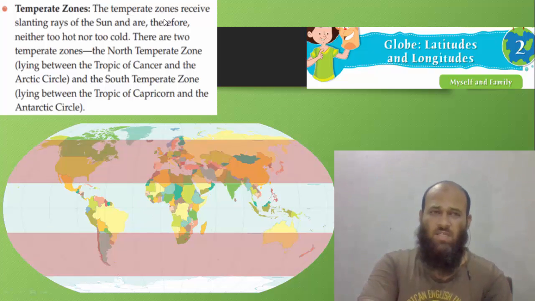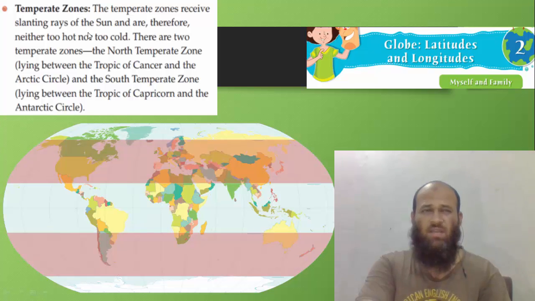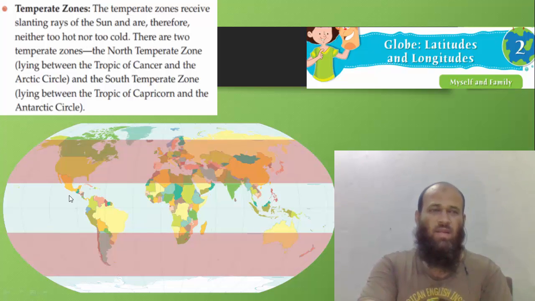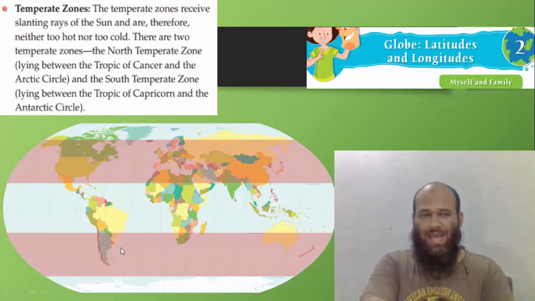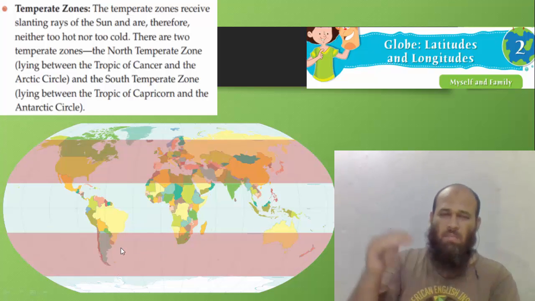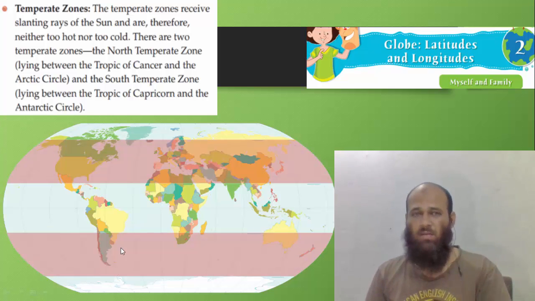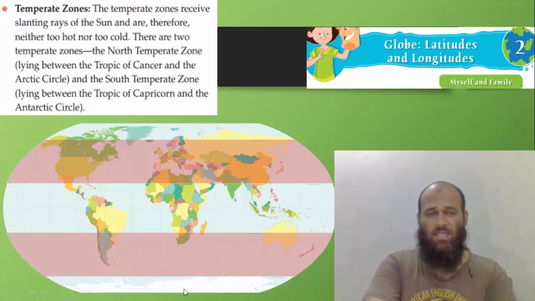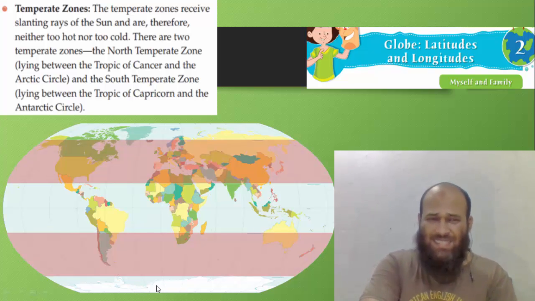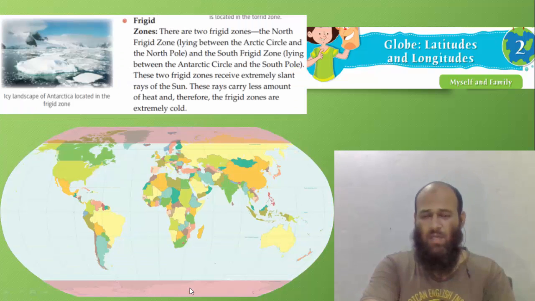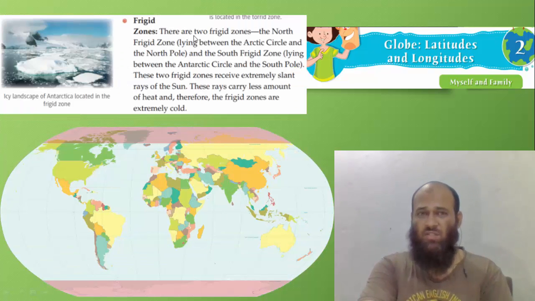Then we have the temperate zone. The temperate zones receive slanting rays of the sun and are therefore neither too hot nor too cold. There are two temperate zones. Northern temperate zone, that is just above the Tropic of Cancer, and southern temperate zone below the Tropic of Capricorn and just above the Antarctic Circle. Antarctic Circle, here you receive very little sunlight. That's why you will see it comes under the frigid zone.